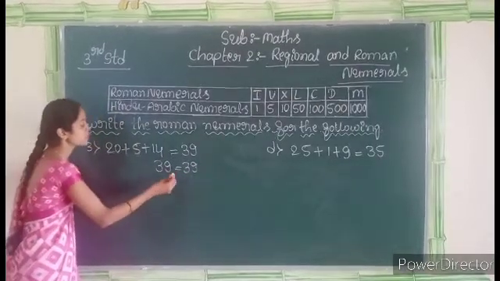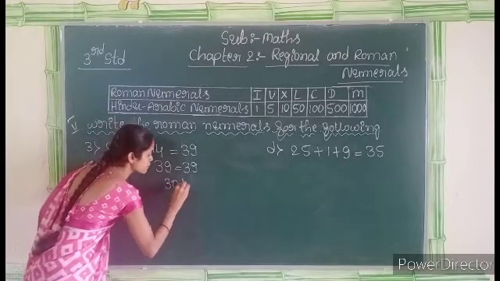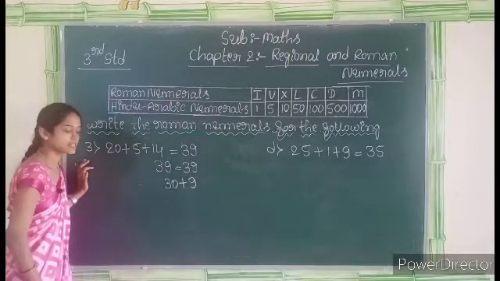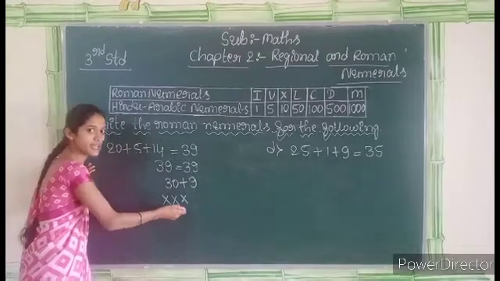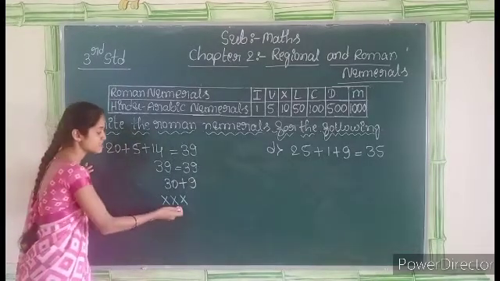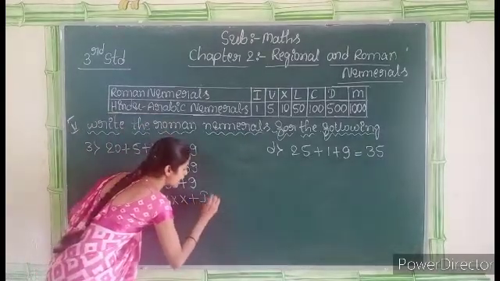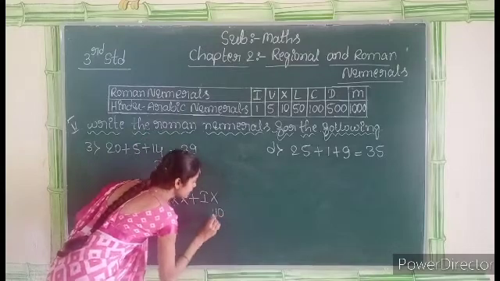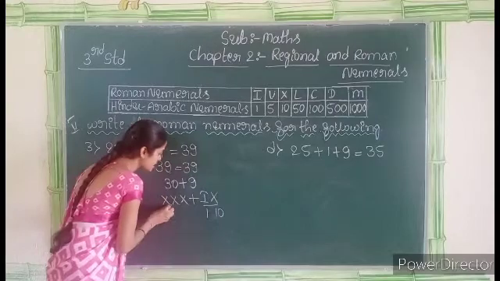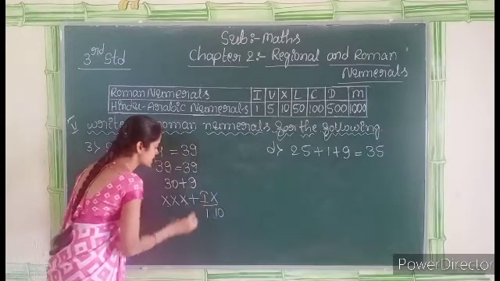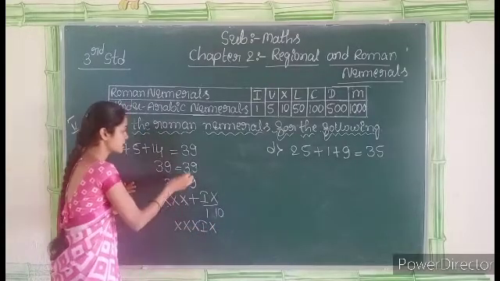We have to write the Roman numeral for this 39. 39 can be written 30 plus 9. 30 can be written 3 times X. Right? We can write the X up to 3 times. XXX represents 30. Then this 9 can be written IX. X represents 10, then I represents 1. 10 minus 1, 9. XXXIX represents 39.